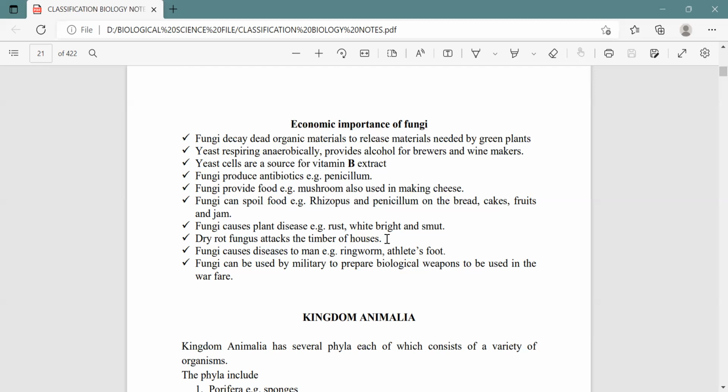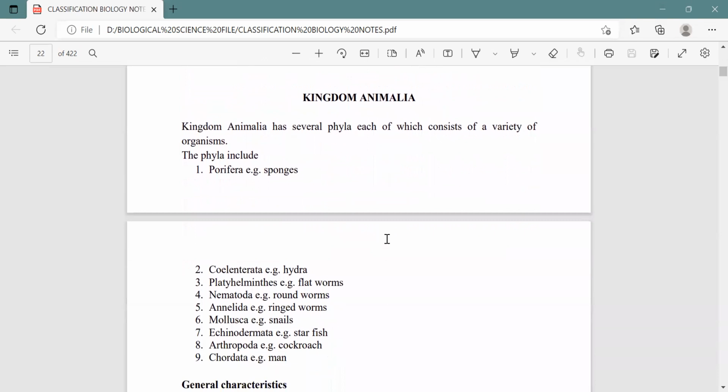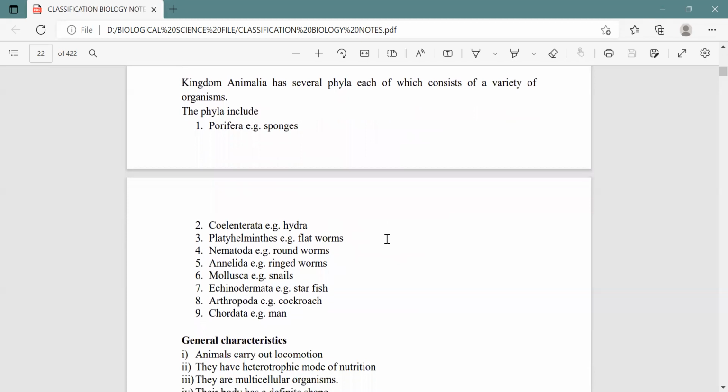I've given you other importances of fungi. Read through this and be able to remember them. Let us move to another kingdom, Kingdom Animalia, which consists of some of these phyla.